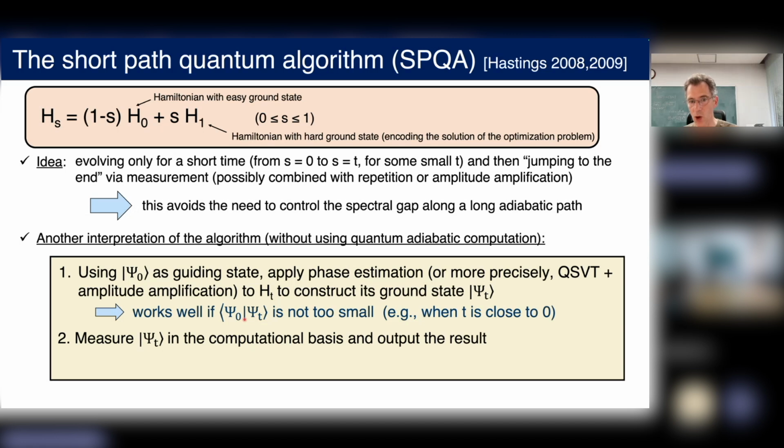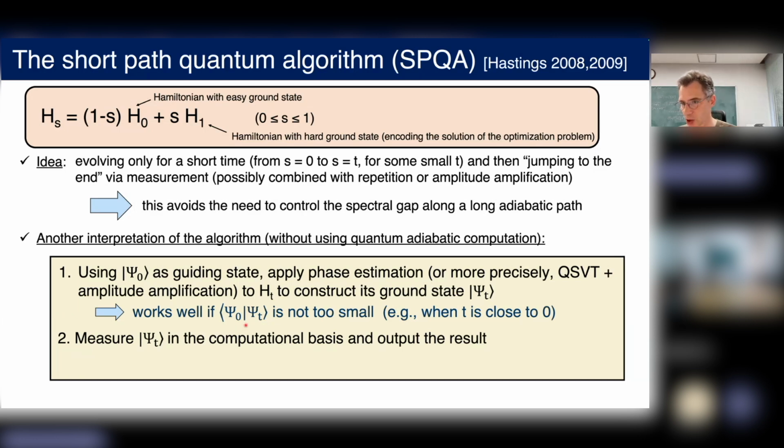Your goal is to construct psi t, the ground state of Ht. This will work well, of course, if psi 0 is close to psi t, in particular if the inner product is not too small. An extreme case is when t is extremely close to 0. When t is equal to 0, of course, Ht is equal to H0, so psi t is equal to psi 0, and the overlap, the inner product, is 1. When t is very, very small but non-zero, we can expect that this inner product will still not be too small. So phase estimation is expected at least to succeed with non-trivial probability.